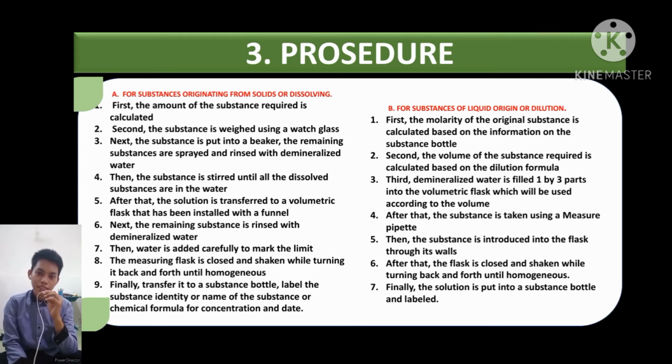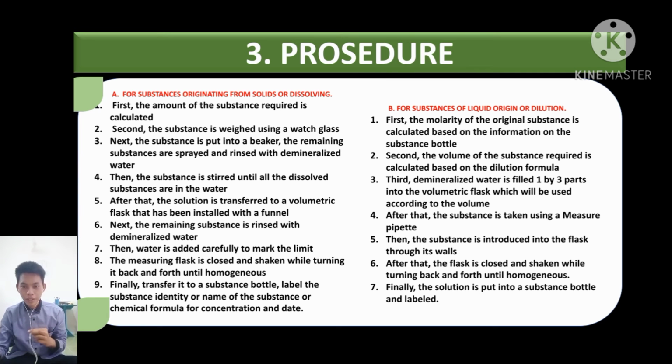For substances of liquid origin, or dilution. First, the molarity of the original substance is calculated based on the information on the substance bottle. Second, the volume of the substance required is calculated based on the dilution formula. Third, demineralized water is poured about 1/3 part into the volumetric flask which will be used, according to the volume.